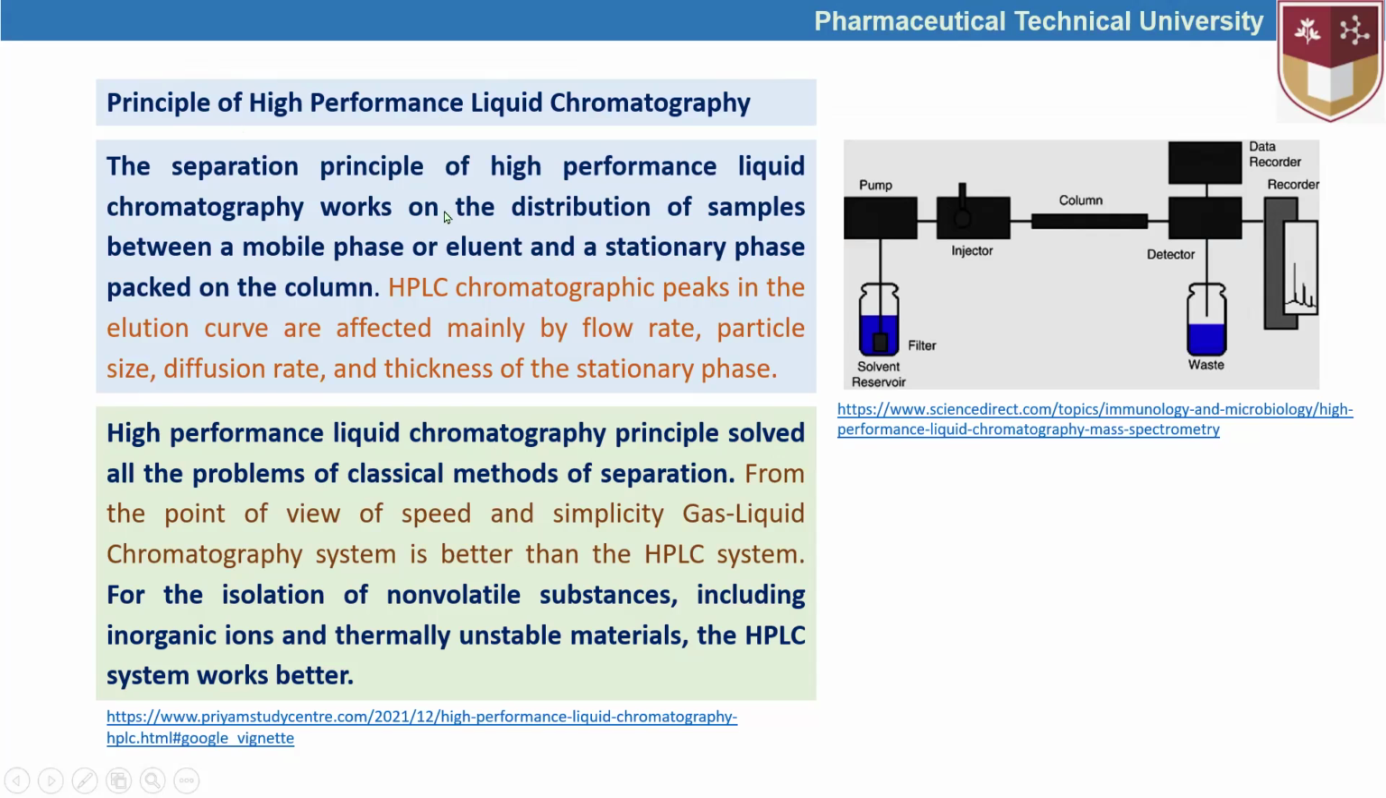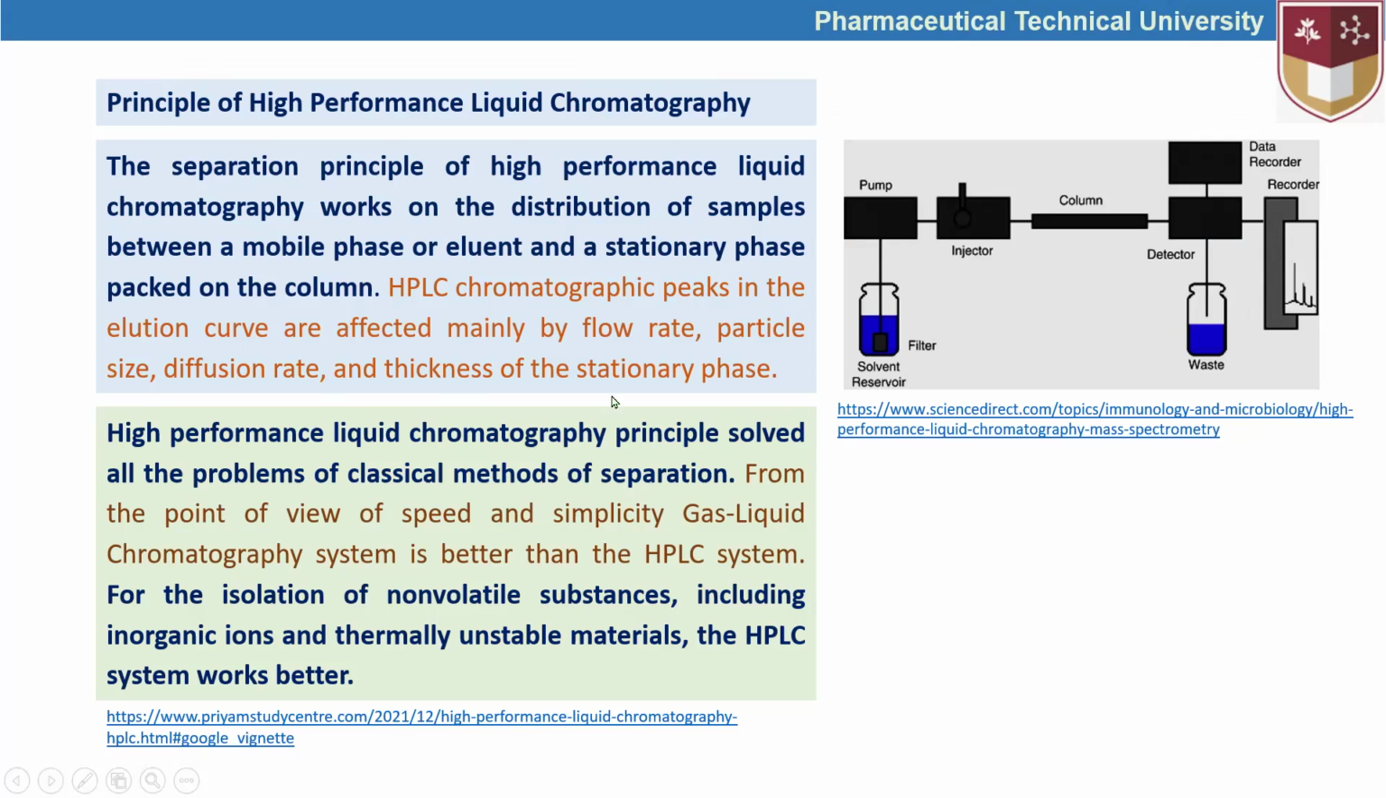HPLC works. The separation principle of HPLC works on the distribution of samples between a mobile phase, the eluent, and the stationary phase packed on the column. About the mobile phase and stationary phase, I recommend you to see our other presentations. HPLC chromatographic peaks in the elution curve are affected mainly by flow rate, particle size, diffusion rate, and thickness of the stationary phase.